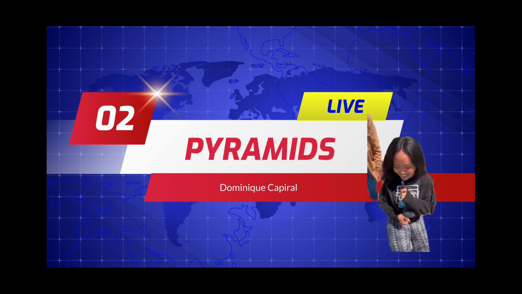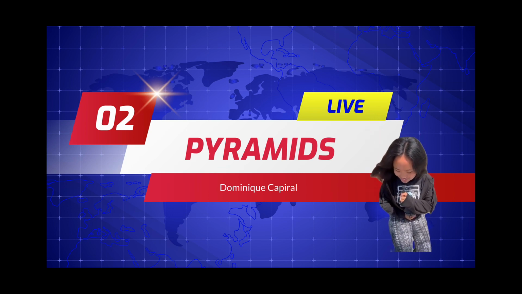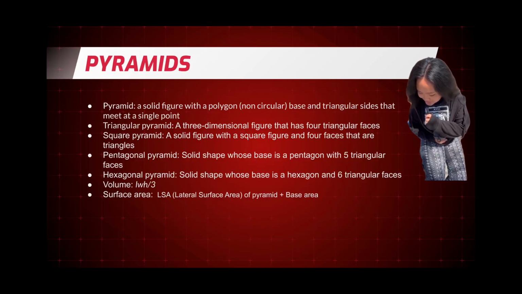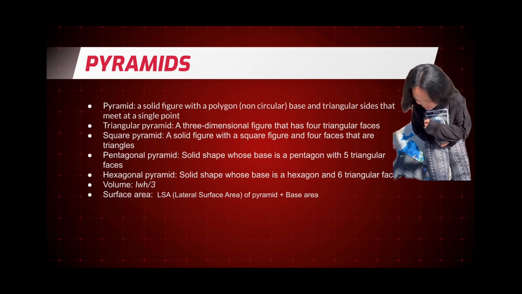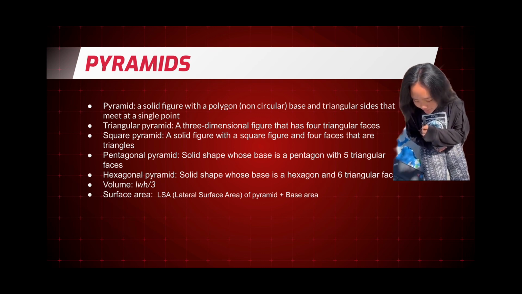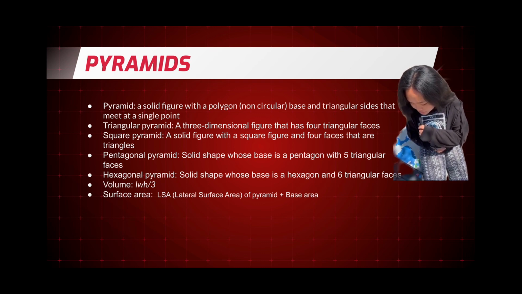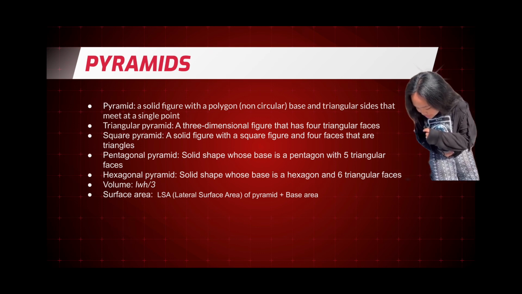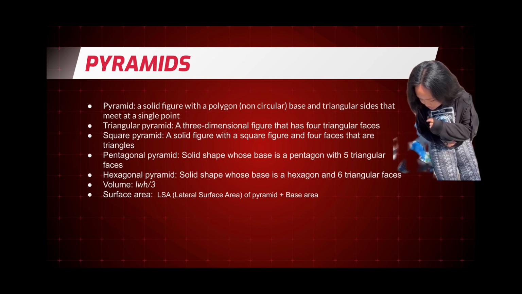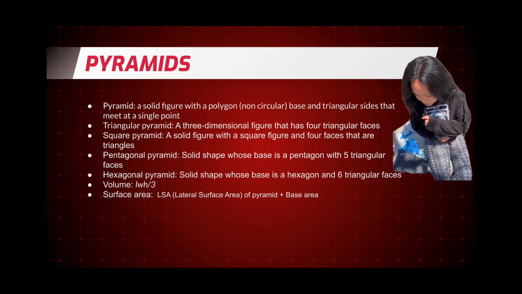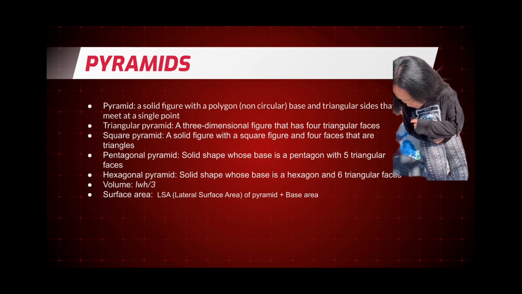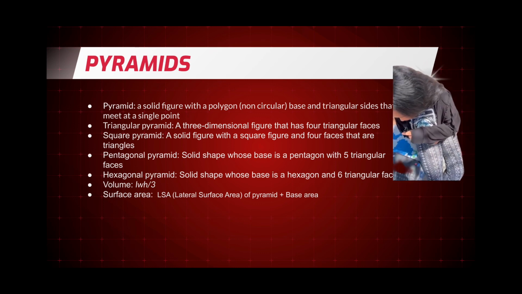Pyramids are defined as a solid figure with a polygon or non-circular base and triangular sides that meet at a single point. There are many types of pyramids, such as the triangular pyramid, which is a 3-dimensional figure that has 4 triangular faces. The square pyramid, which is a solid figure with a square base and 4 faces that are triangles.